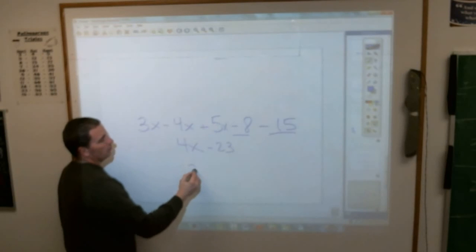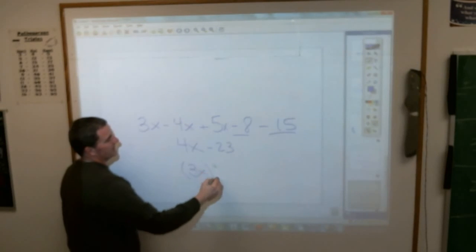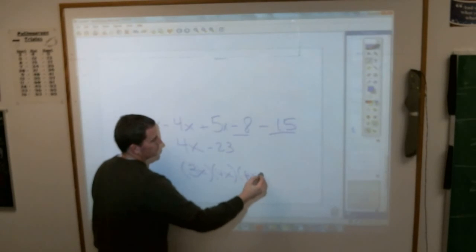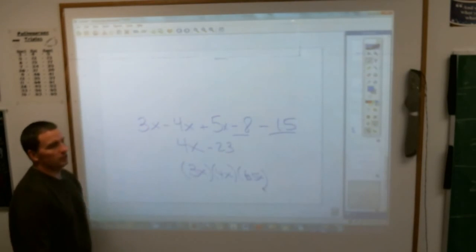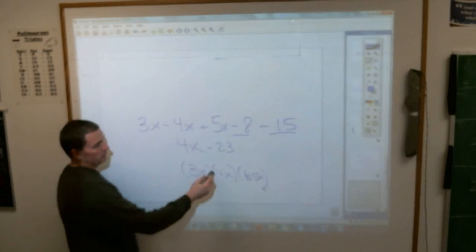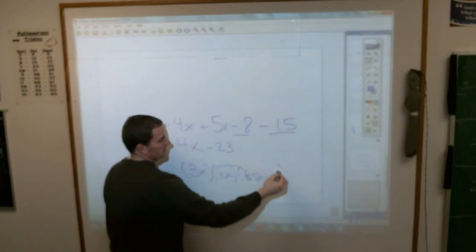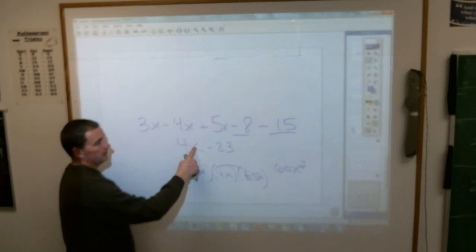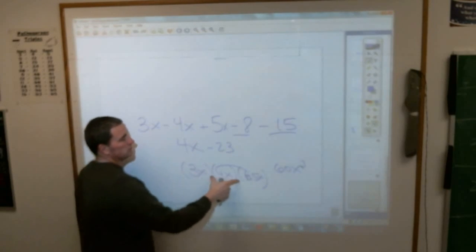Now, how about this? What is 3x times 4x times 5x? I'm multiplying them together, what do I get there? 60x cubed. Correct. Multiply the numbers together, 20 times 3 is 60, x times x times x is x cubed. Exponents don't change when you add, they do change when you multiply.